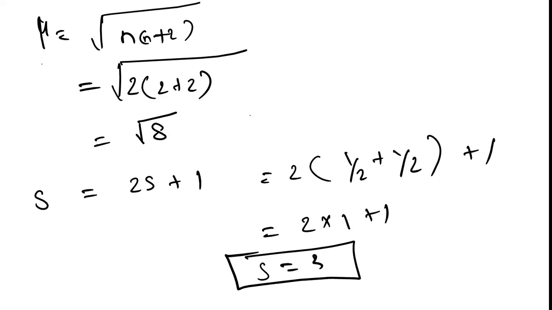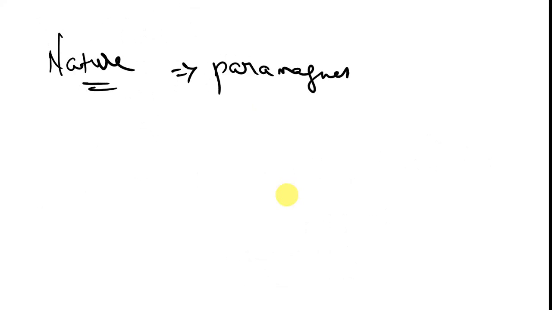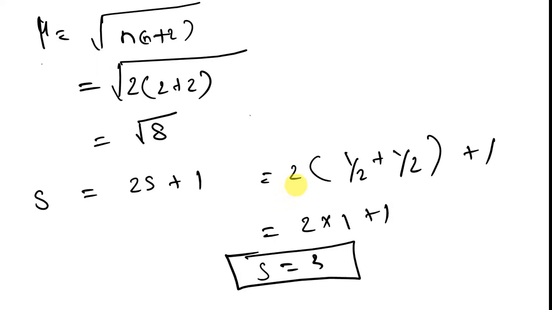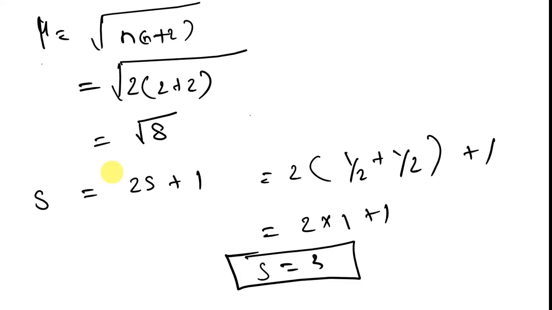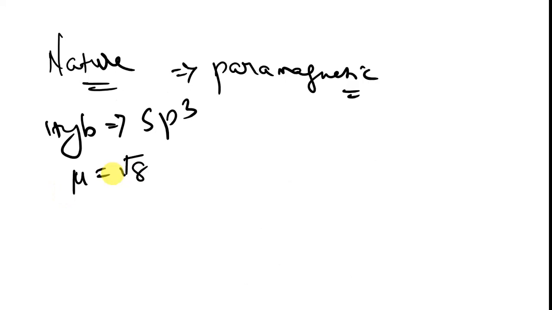And the next question is nature. Nature means whether it will be paramagnetic or diamagnetic. There are 2 unpaired electrons, so we call it paramagnetic. So in a nutshell, we can say that the hybridization is sp3, the magnetic moment is √8, the spin multiplicity is 3, and the nature is paramagnetic. So all the answers have arrived.